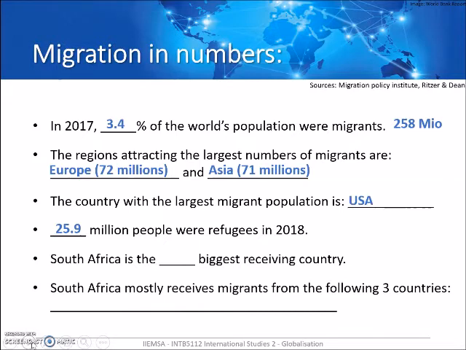South Africa is the 17th biggest receiving country globally, and South Africa mostly receives migrants from the following 3 countries. I wonder if you get them right. Number 1 is Zimbabwe, number 2 Lesotho, number 3 the United Kingdom. So these are just some stats to start off, and for you to put the perspective that you might have had about migration into perspective, depending on how far off you were with your guesses.